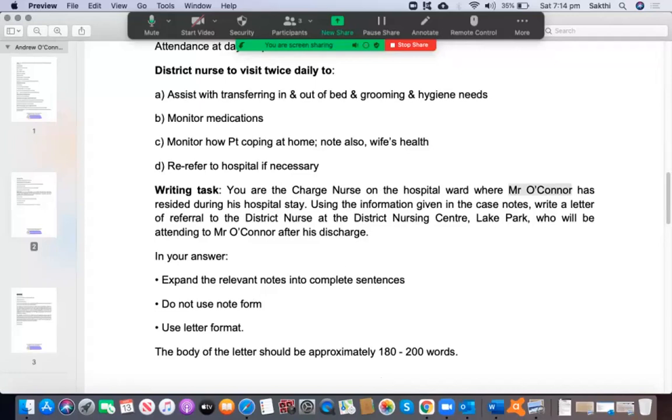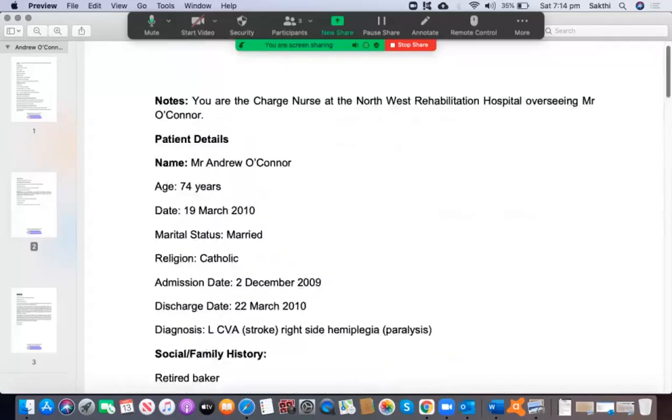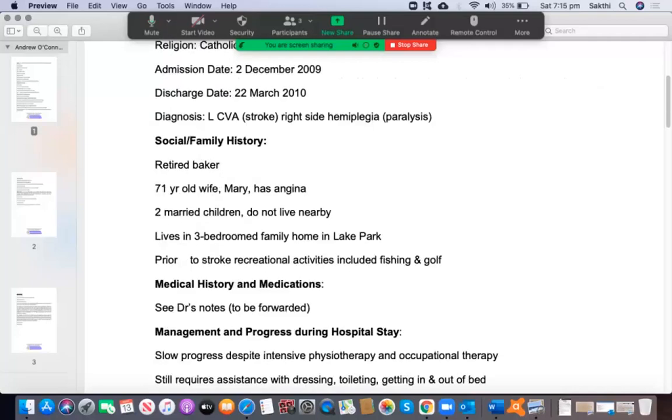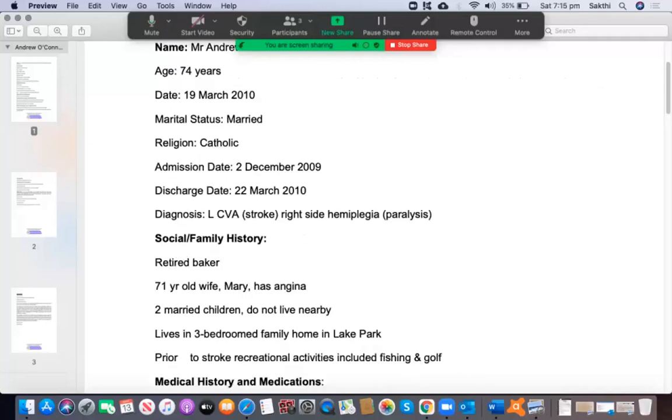Expand the relevant case notes into complete sentences. Do not use note form, use letter forms. That's all right. Let's go through the case notes. You are the charge nurse at the Northwest Rehabilitation Hospital overseeing Mr. O'Connor. So the name is Mr. Andrew O'Connor. That's good. Age 74 years old. Date 19 March 2010. Marital status married. And then religion Catholic. That's not needed. You don't need to mention that. And you didn't mention that in your letter, am I right? Yes, sir.